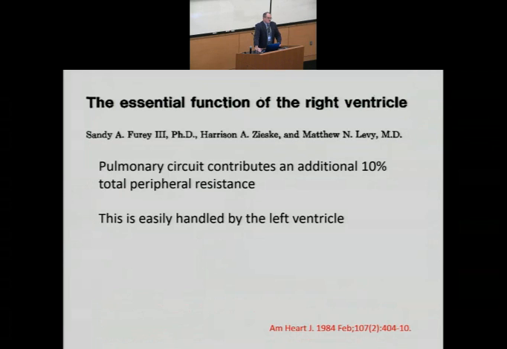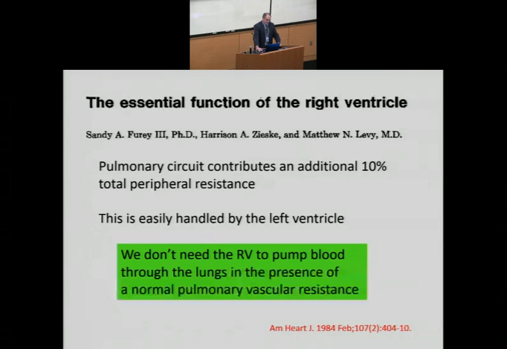So, if these colleagues of ours have shown that you can get rid of the right ventricle, this led people to think, okay, maybe there's another function for the right ventricle. It doesn't need to pump blood through the lungs. And in the 80s, Sandy Fury and colleagues put forward the thought with evidence that the pulmonary circuit really contributes an additional 10% to total peripheral resistance. They were able to quantify this. And that meant that the left ventricle was very easily able to handle that extra resistance of the pulmonary bed.